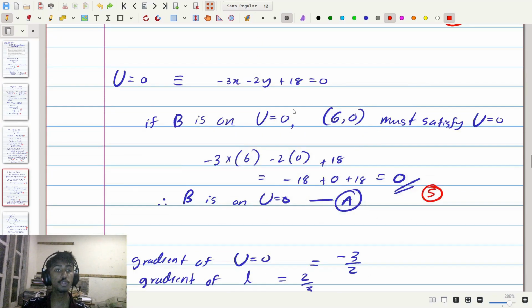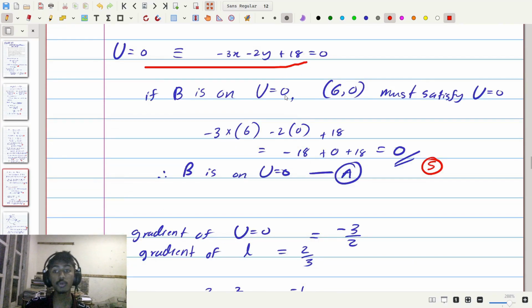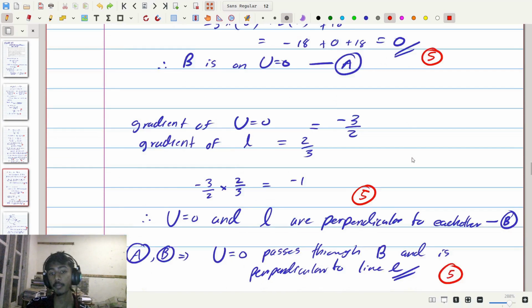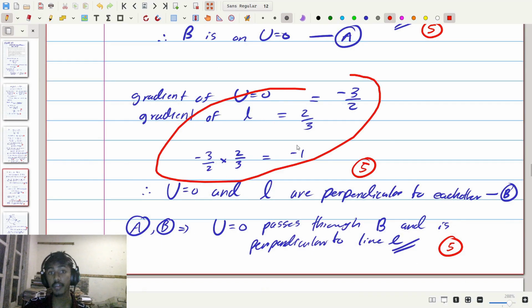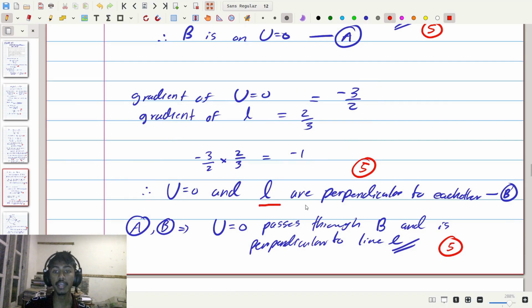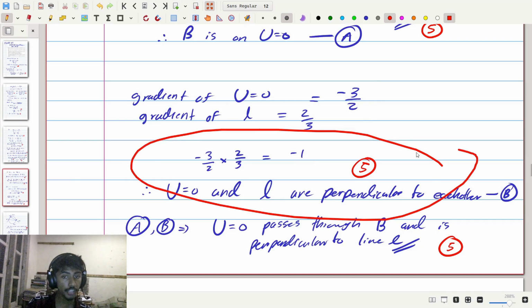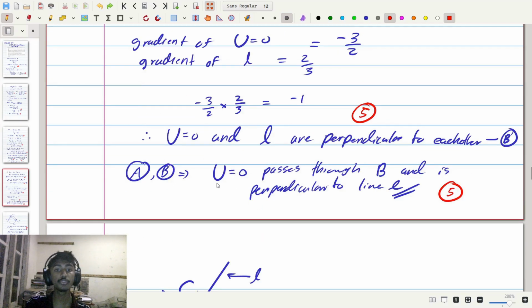Now after that, for the U equals 0 line, when you simplify U equals 0 line, and if you use this method, when you get that B is on U equals 0 by substitution, you get 5 marks. When you use this method and find that when you multiply them, you get -1, and therefore multiple of the grades being -1 means they are perpendicular, and therefore say U equals 0 and L are perpendicular, you get 5 marks. And then when you combine them to say U equals 0 is the line that passes through B and is perpendicular to L, you get 5 marks.